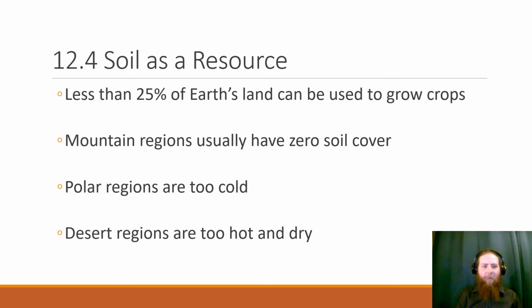Areas like mountains, polar regions, and deserts don't have a lot of soil. Mountains are too new, they don't have enough time to have soil. Polar regions are too cold. Desert regions don't have enough water, they're too hot and too dry.